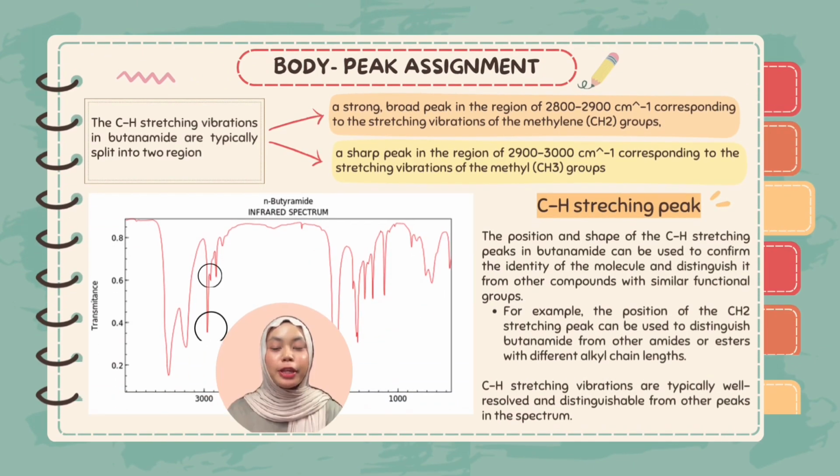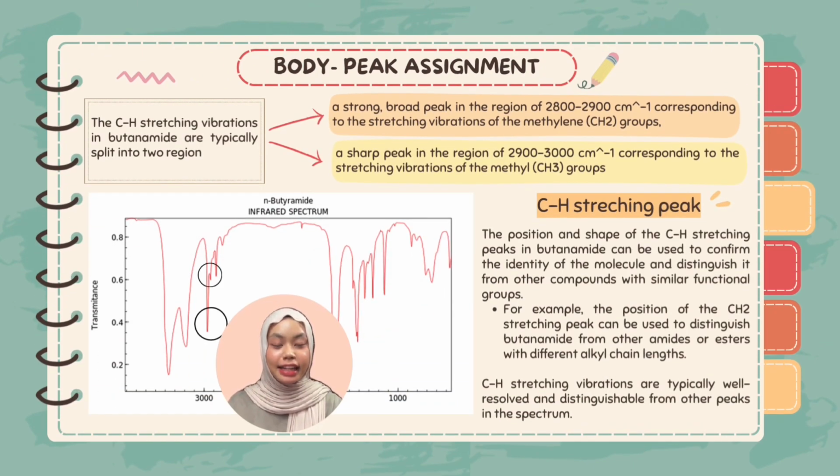Okay, now we continue with the peak assignment, which is CH stretching. CH stretching vibration in butanamide can typically be divided into two regions. The first one is a strong broad peak in the region of 2800 to 2900 cm-1, corresponding to the stretching vibration of the methylene group, which is CH2. The other one is a sharp peak in the region of 2900 to 3000 cm-1, corresponding to the stretching vibration of the methyl group, which is CH3.